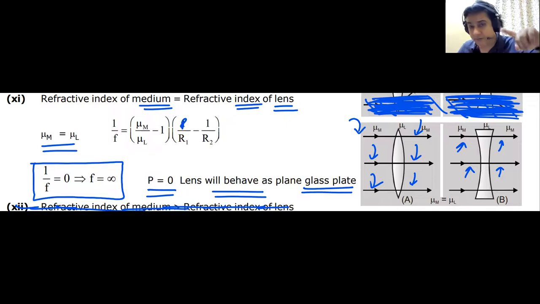Yes, sir. If the refractive index of the medium is less than the lens, it behaves as the same lens. But if both are equal, then the lens does not remain a lens. It simply becomes a glass plate. It could be given in the form of a diagram, so remember how the diagram looks. Remember how the wording looks: mu is the same for both medium as well as the lens. The lens does not remain a lens. It becomes a glass slab. A minute to note it down.